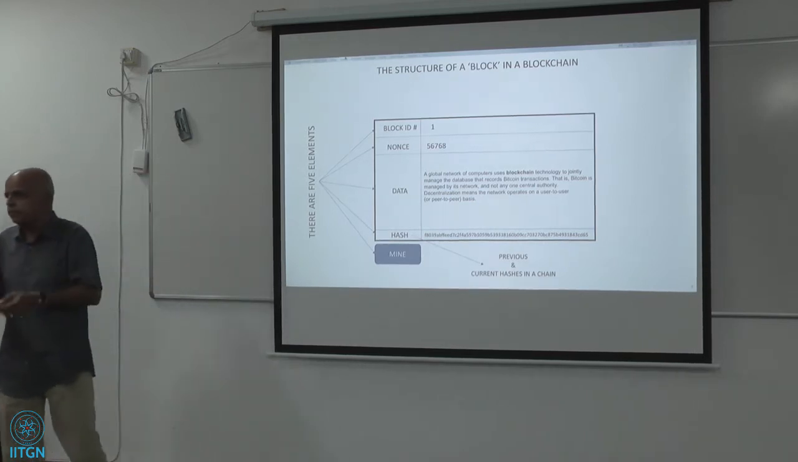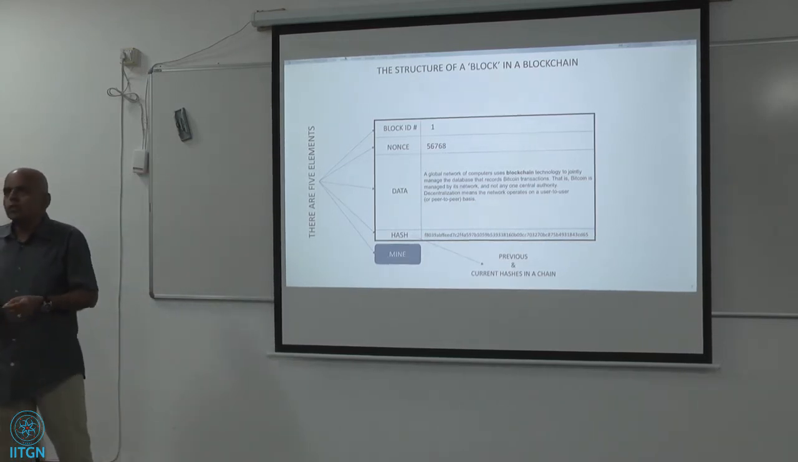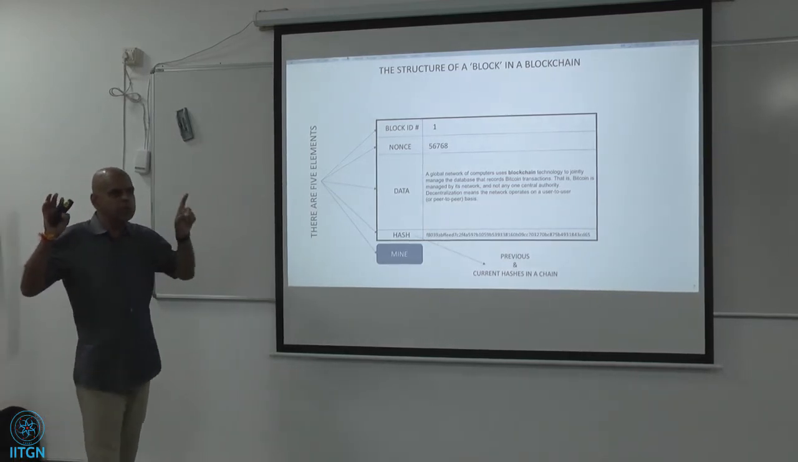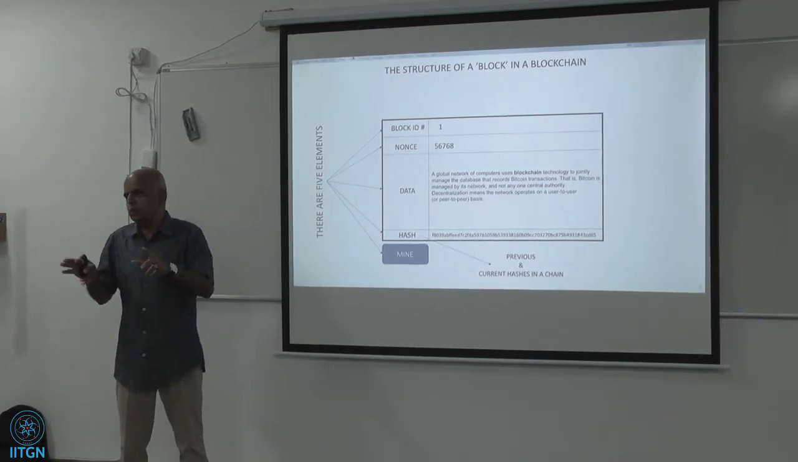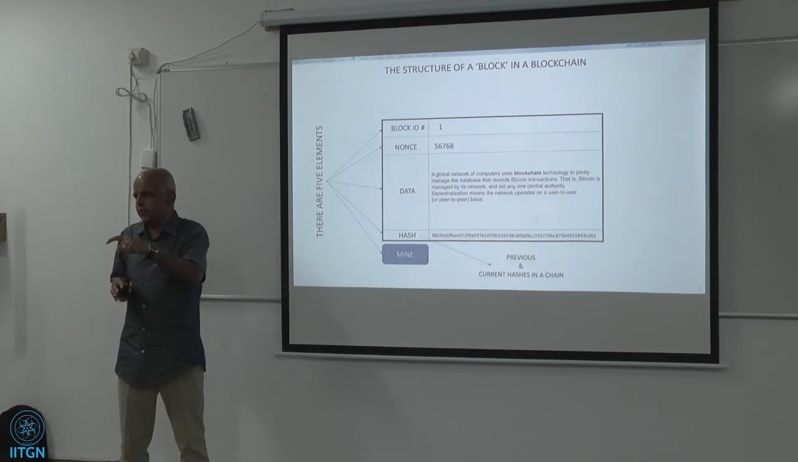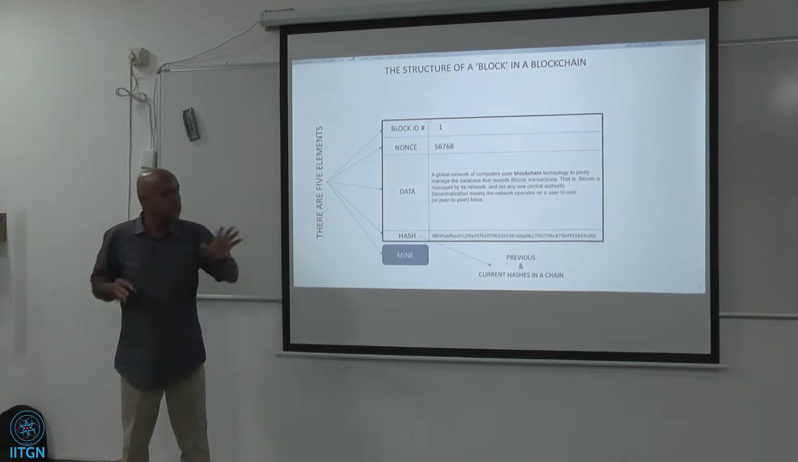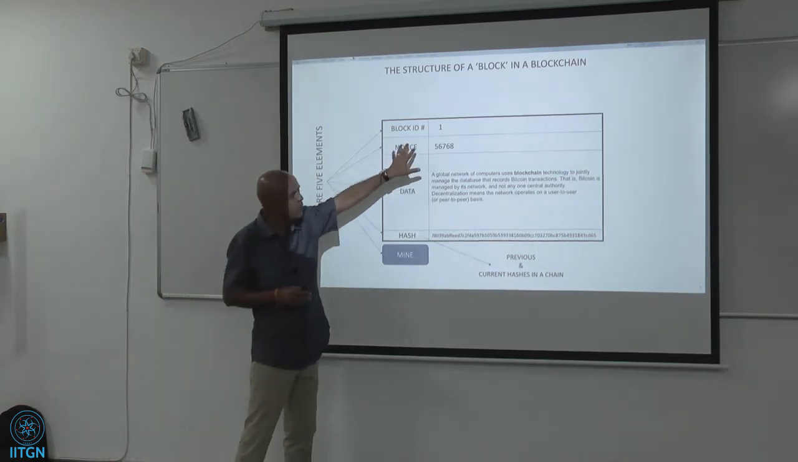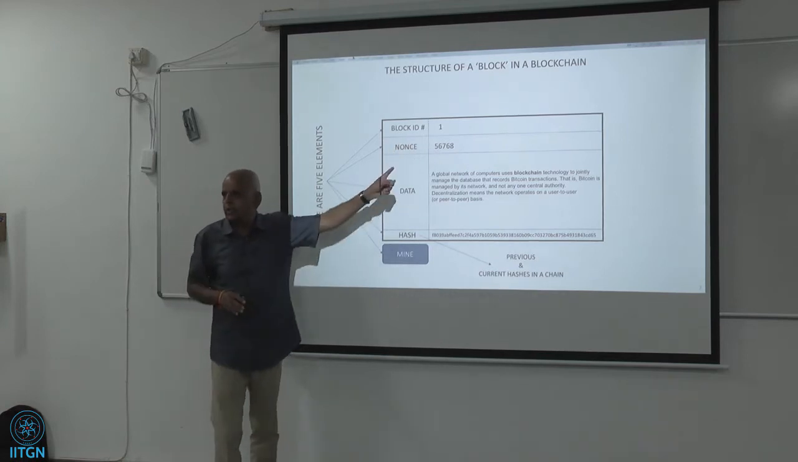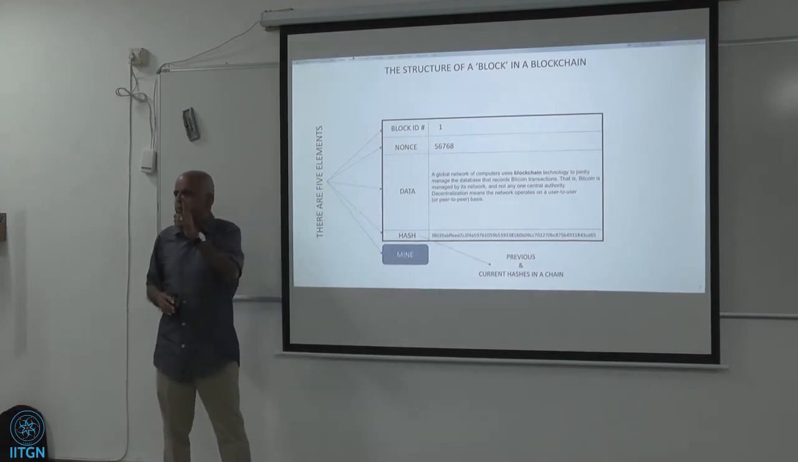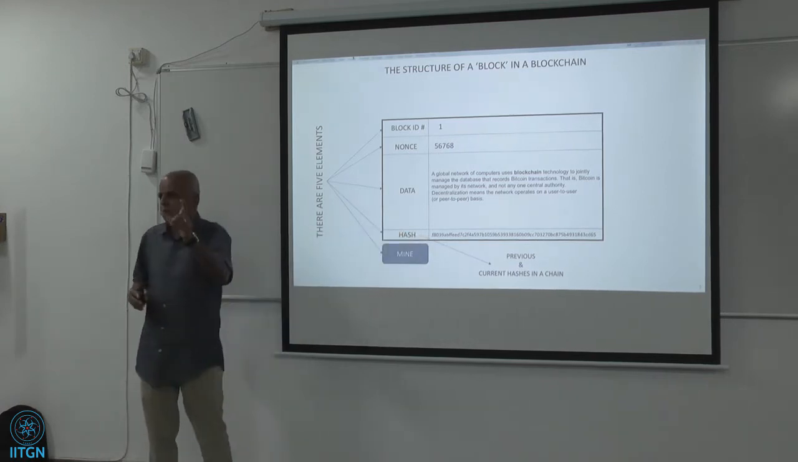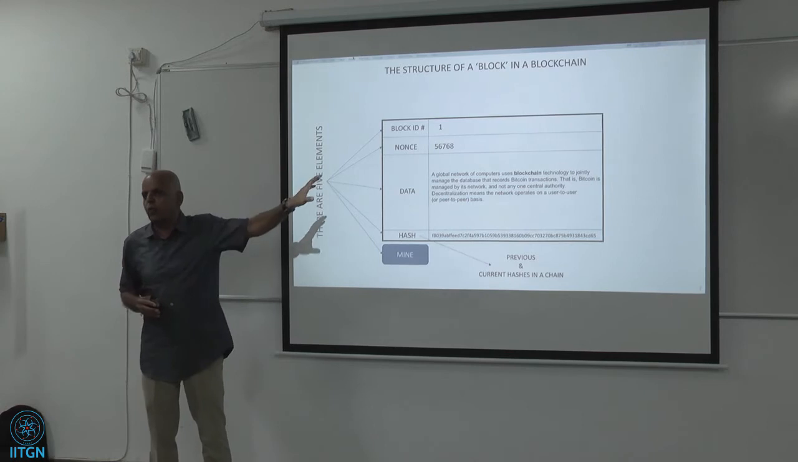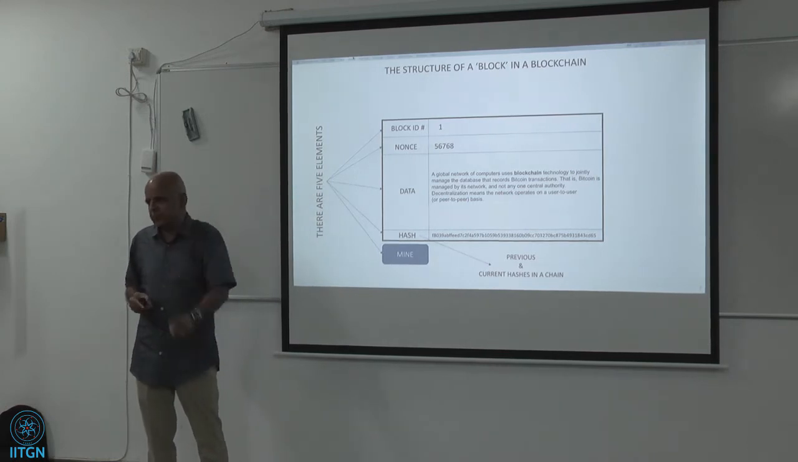So nonce is a word that means not used once, or used only once. So nonce is used only once, and that's what the meaning is. And why they named it nonce, because that's a very unique number, and it will be clear when we talk about the leading zeros. When we talk about leading zeros, it will be clear why a nonce has to be used only once, basically.